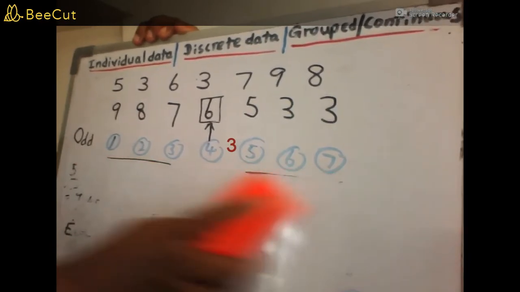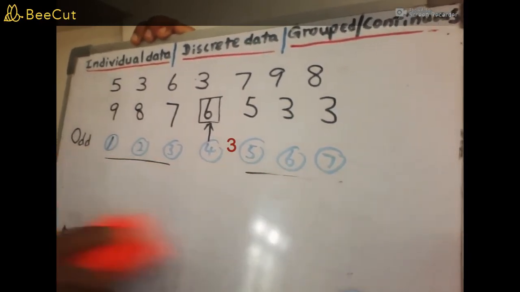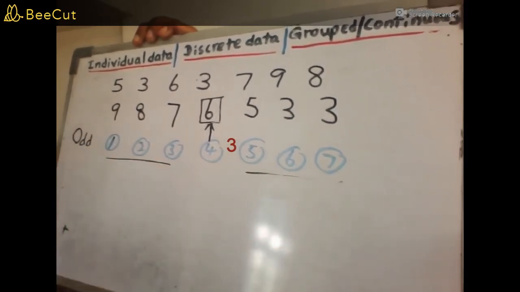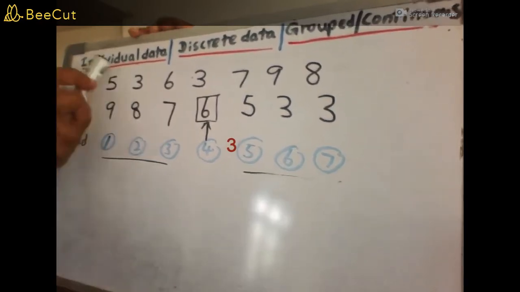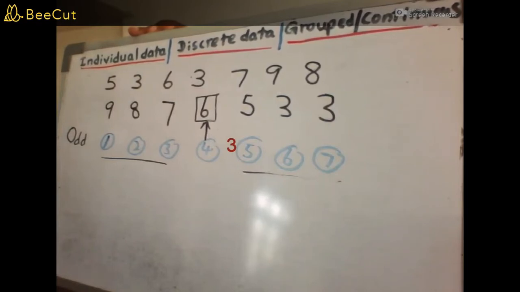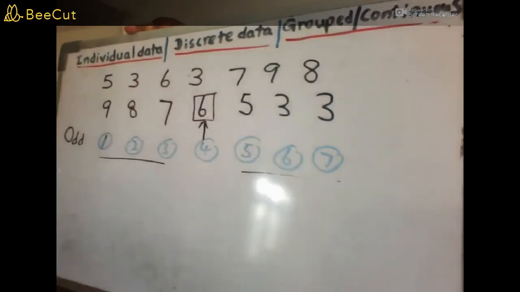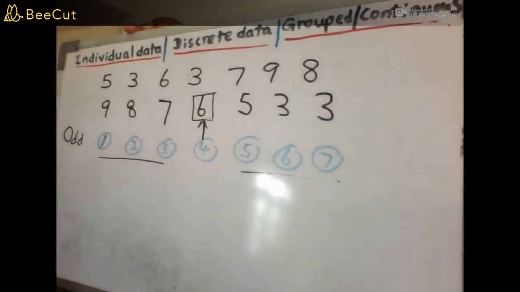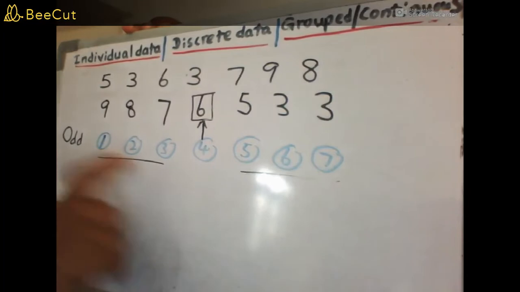Now, that is for individual data and discrete data. And for group data, I saw a question, I think 2 years ago in the second paper, to find the median for group data. Here there's another method.